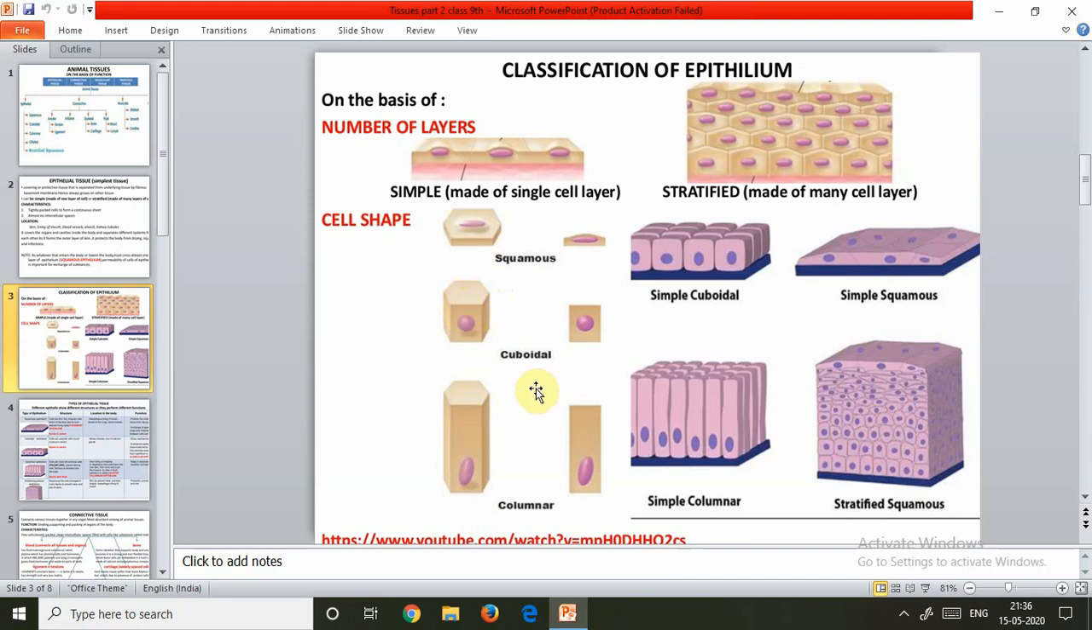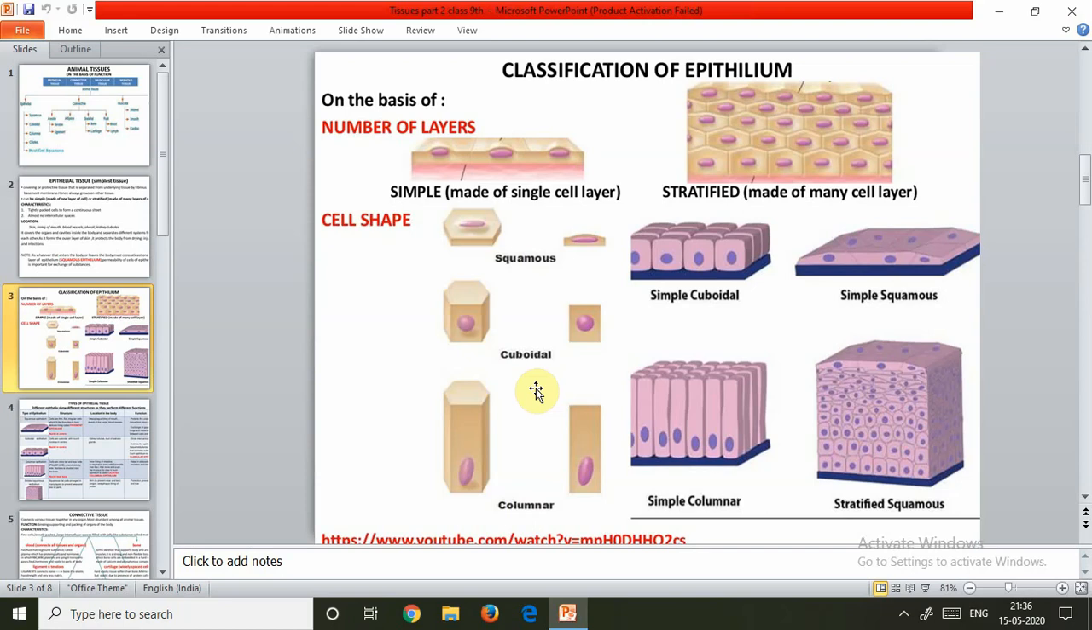Now where do they occur? The cuboidal epithelium is found in kidney tubules, thyroid vesicles, and in glands. Which glands? The salivary glands, sweat glands and the exocrine glands. It also forms the germinal epithelium of gonads. What are the gonads? The testes in males and ovaries in females. What is the function of the cuboidal epithelium? It helps in absorption, excretion and secretion. It also provides mechanical support.